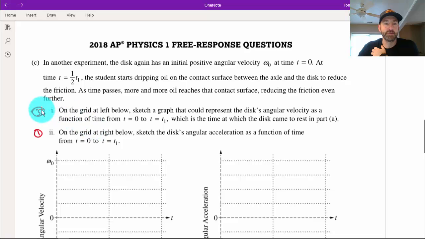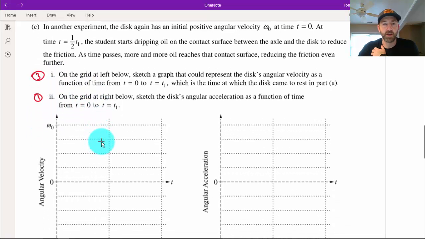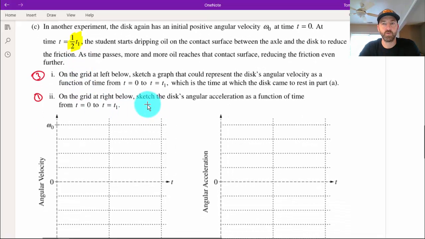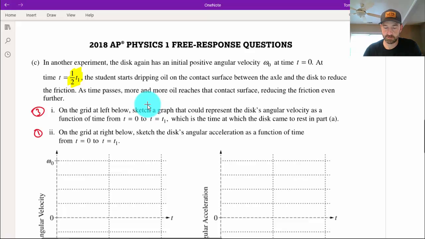So for the 4 points here, they want us to redraw the graphs. What is it going to look like under this new circumstance? What's really important here is this idea that at 1/2 the original full time, which they're calling 1/2 t1, that's when the student starts dripping oil on. So prior to that, it's the same. It's the same problem before the oil gets dripped on there. So for the graph for the omega and for the alpha, we can just redraw what we had from before. Prior, there's no difference.